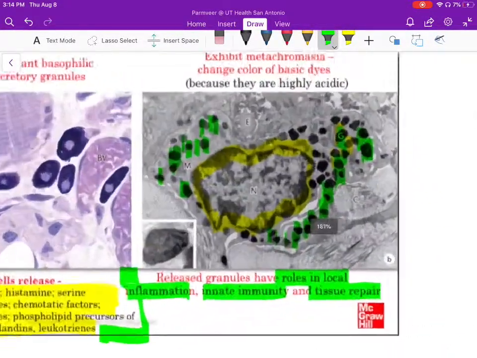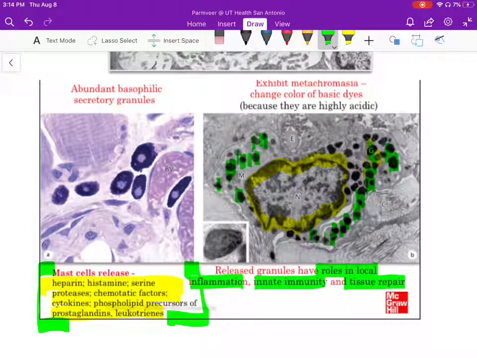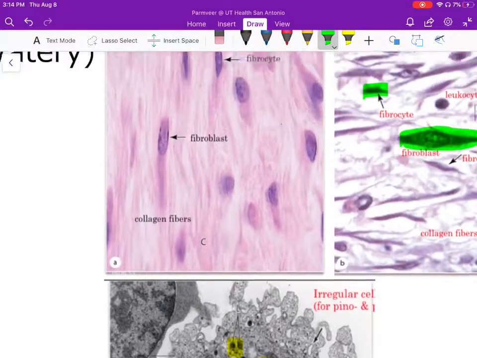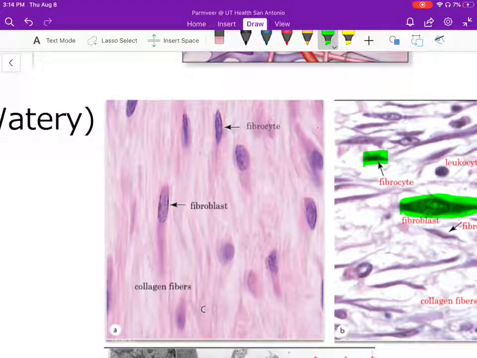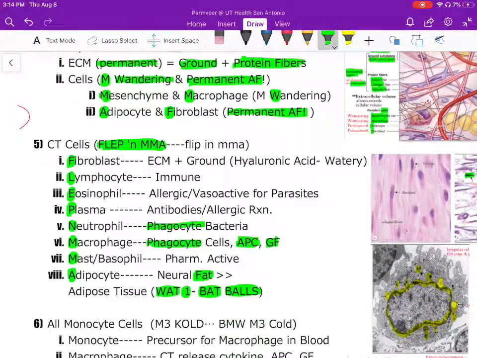So once again, here's mast cell. I would look up more images under Google and start differentiating mast cells and macrophages. Here's your macrophage, pretty big. Here are your fibroblasts and the quiet fibrocytes. Okay, going back. So that was your connective tissue cells.